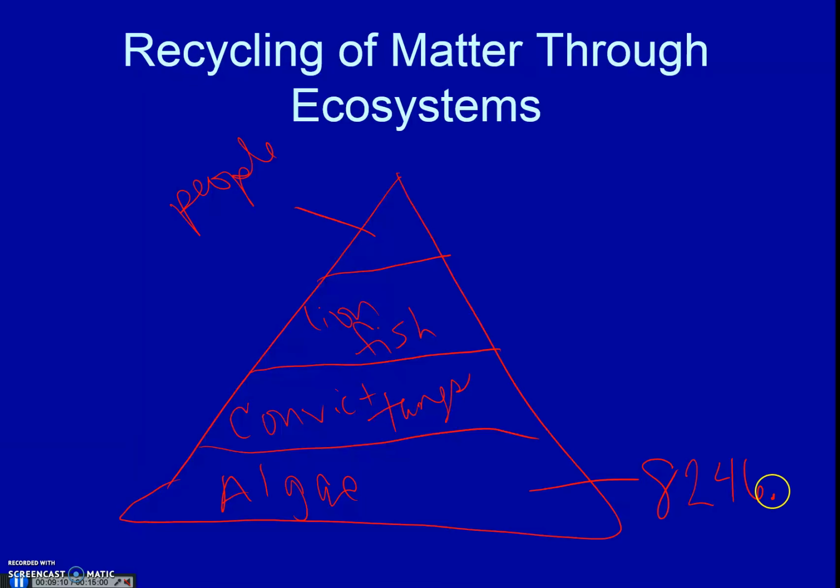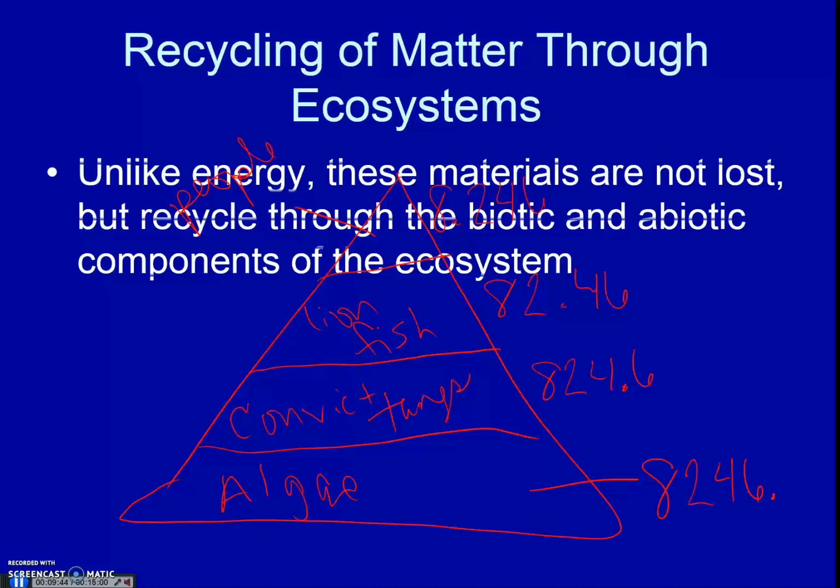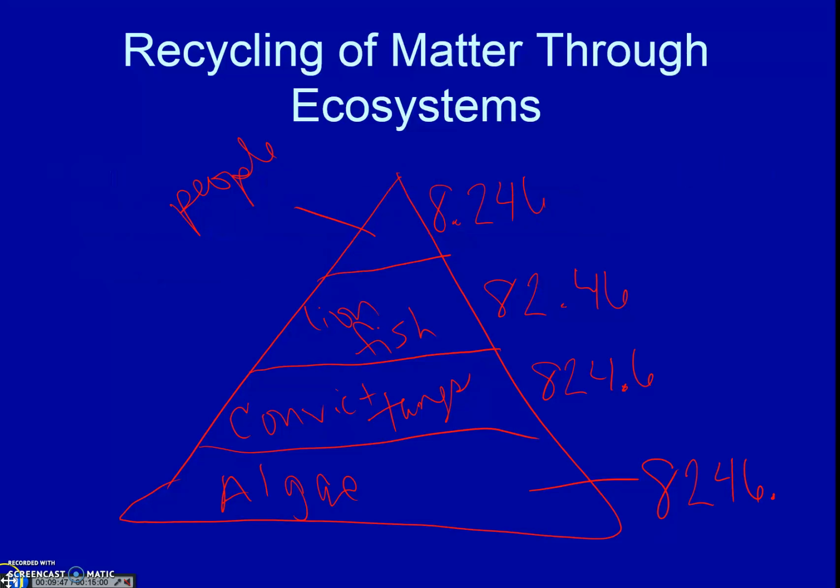Okay. So let's see if you got the same thing I did. If my decimal is after the 6, I'm going to move it one spot for the convict tangs. So the convict tangs would have 824.6 kilocalories of energy. Take that value, move the decimal one spot, so the lionfish would have 82.46 kilocalories of energy. And then maybe people eating the lionfish sushi, move it one spot, they would have 8.246 kilocalories of energy. So make sure that you understand that process for the test. And that is the end of lesson 3.